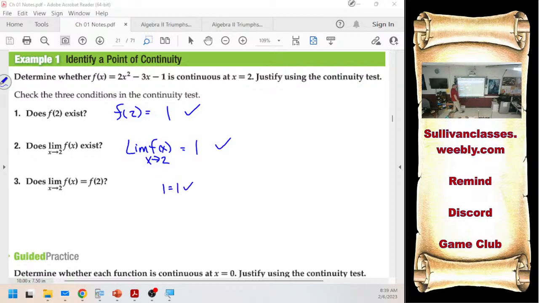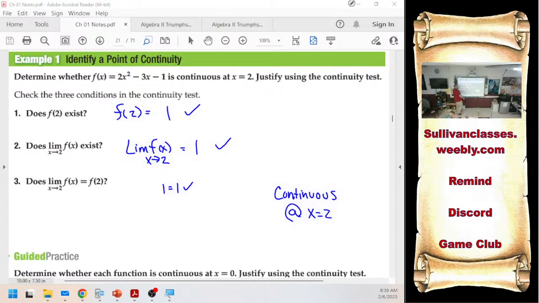It passes all 3. So what I say is it is continuous. I don't just say continuous and quit. I have to say continuous at x equals 2. And that's important because sometimes you'll have a function where it has discontinuity here, here, and here, but everywhere else it's continuous. So you have to say continuous where.